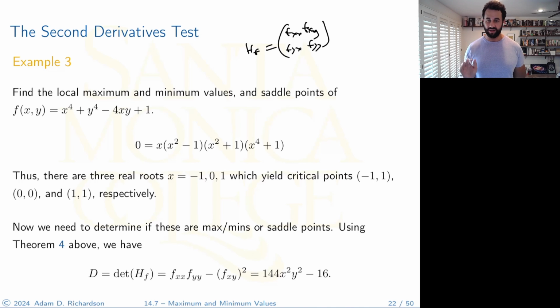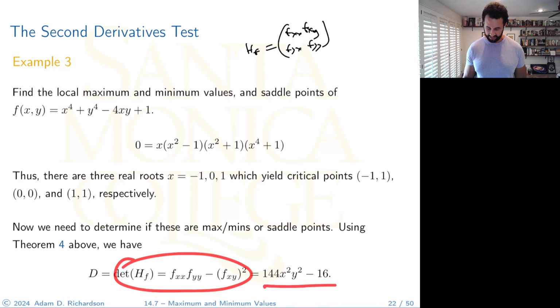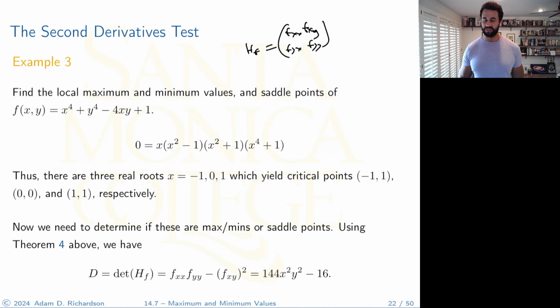Or better yet, don't evaluate it yet, because once you write out the general Hessian and then you take its determinant, you'll get this formula. So that's the formula for the determinant of the Hessian. Now we can just plug in our numbers at our critical points and see what the sign of D is.